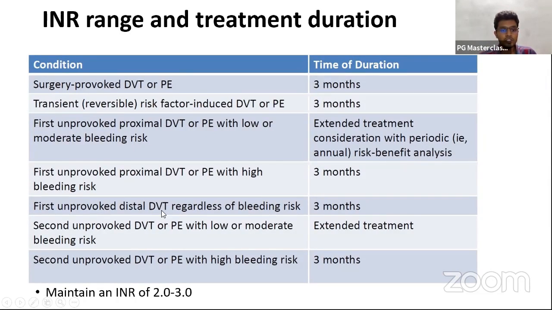Patients with first unprovoked distal DVT, regardless of bleeding risk, the duration is 3 months with maintenance of therapeutic INR between 2 to 3. If the patient has a second unprovoked DVT or pulmonary embolism with low to moderate bleeding risk, the treatment can be extended. Patients with second unprovoked DVT or pulmonary embolism with high bleeding risk, the duration is 3 months, and then depending upon the Doppler venous studies, the duration can be extended. And the aim is to maintain a therapeutic INR of 2 to 3, or 2.5 to 3.